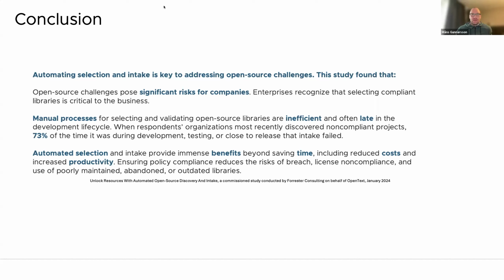All right, I'll finish up. So to conclude the study, it found that open source challenges pose a significant risk for companies, and that enterprises recognize that selecting compliant libraries is critical to the business. And it found that manual processes are inefficient and that they often happen late in the development life cycle.